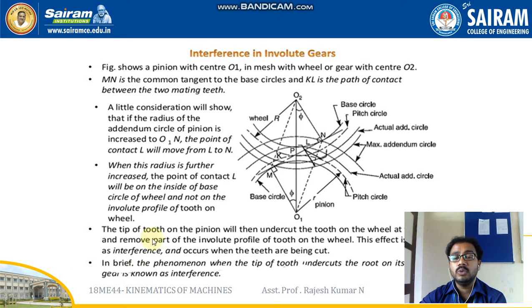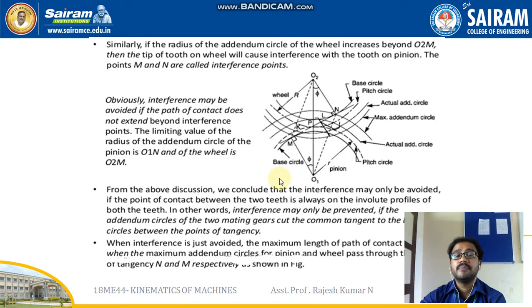Now the tip of the tooth of the pinion will then undercut the tooth on the wheel at the root and remove part of the involute profile of the teeth on the wheel. This effect is known as interference and occurs when the teeth are being cut. In brief, the phenomenon when the tip of the tooth undercuts the root on its mating gear is what we call interference in involute gears.